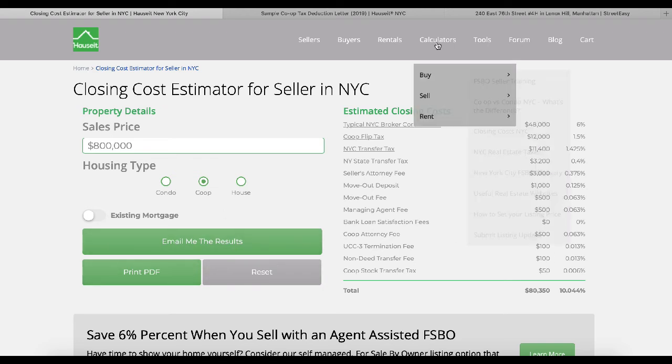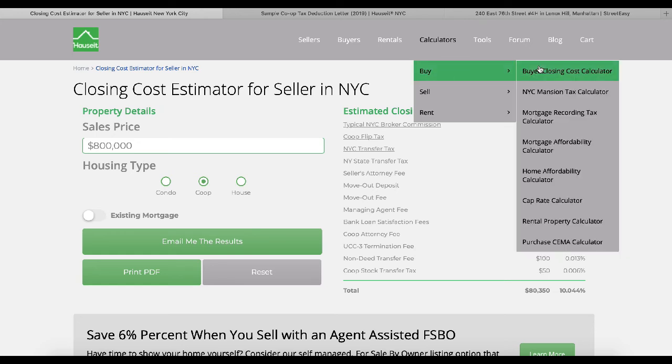If you happen to be buying, another good calculator is the buyer closing cost calculator. And if you're buying something above $1 million, you may also be interested in taking a look at the mansion tax calculator. And if you're financing, you could take a look at the mortgage recording tax calculator. Now, bear in mind, the mortgage recording tax calculator would only be for condos, because the mortgage recording tax itself only applies to the purchase of real property consisting of condos, traditional houses, and land.